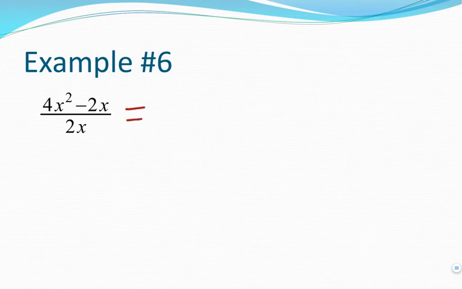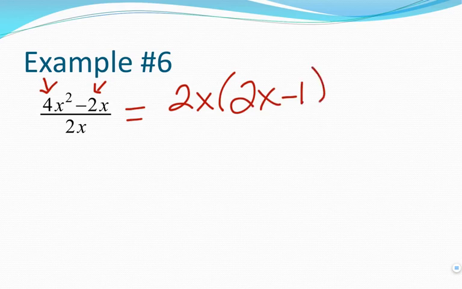Okay, example 6. When you have a binomial or any kind of polynomial, you need to look to see if you can factor it. So I'm going to look for a GCF here, and I can see that 2x is the greatest common factor. So what I have left is 2x minus 1.